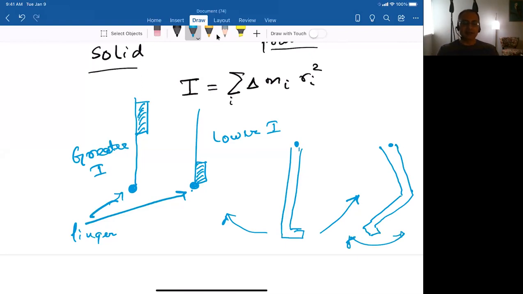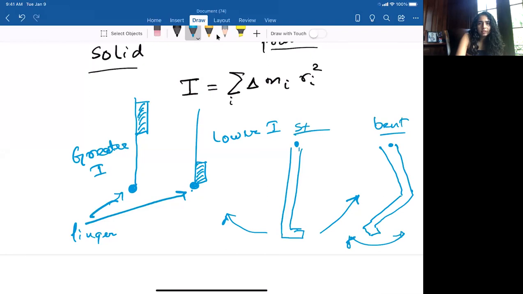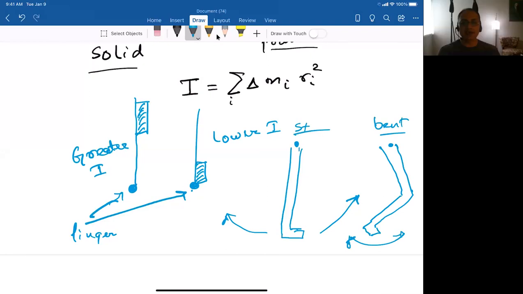Which of these has greater moment of inertia, straight or bent? Would it be bent? Think about it: more mass away from the axis of rotation means more rotational inertia, right? So which has more mass distributed further away from the axis of rotation? Your straight leg. The straight leg, exactly. So the straight leg has greater moment of inertia than your bent leg. And that's why it's easier to swing your bent leg, and that's what you do when you're running, versus swinging your straight leg. That makes sense?